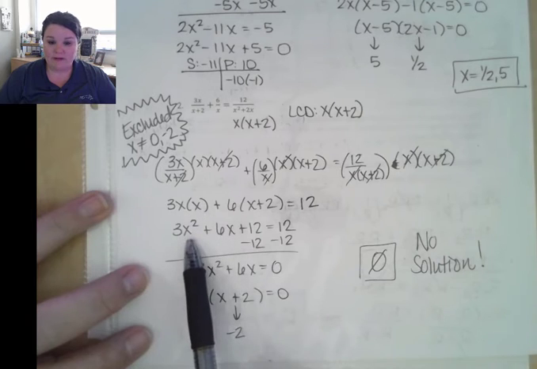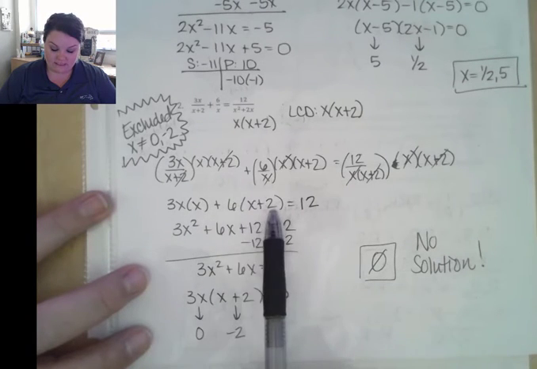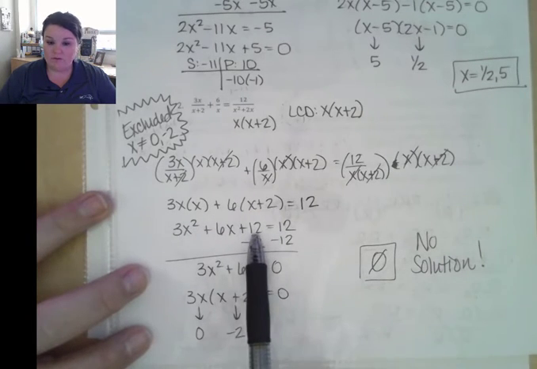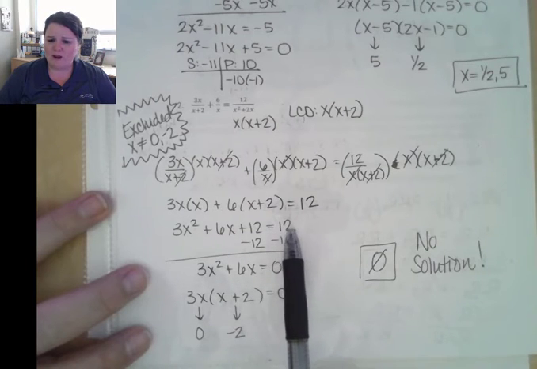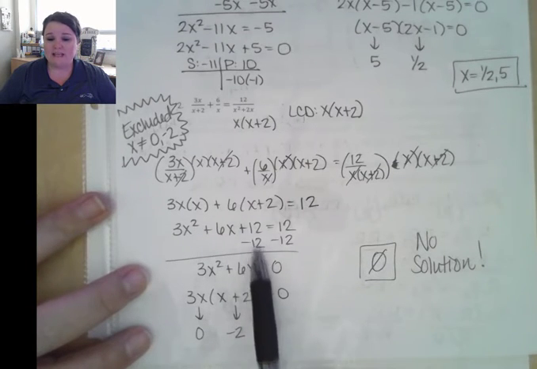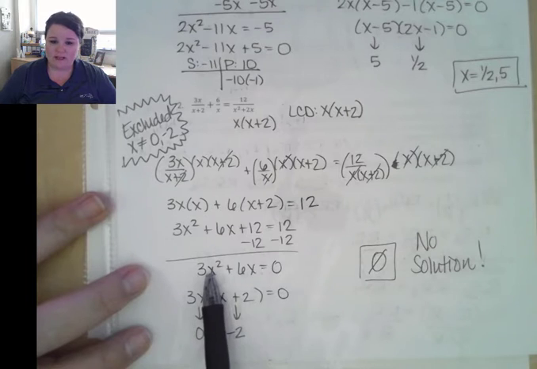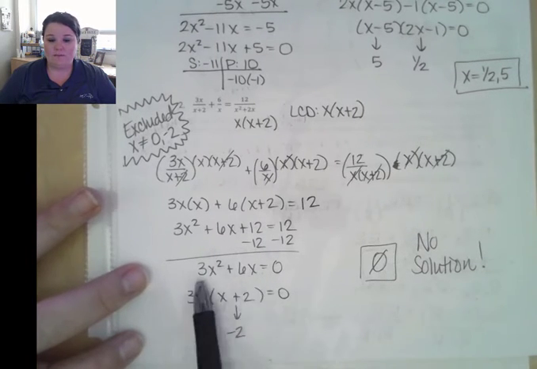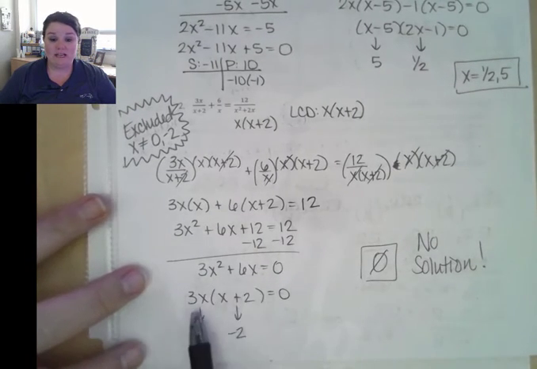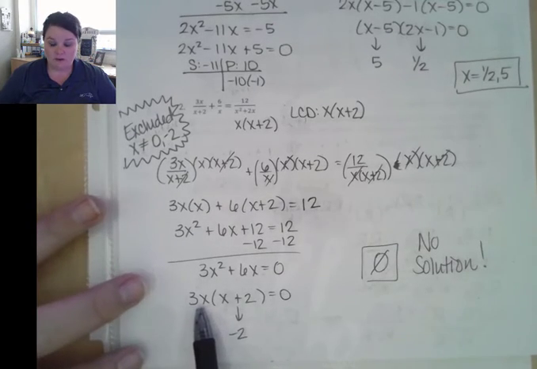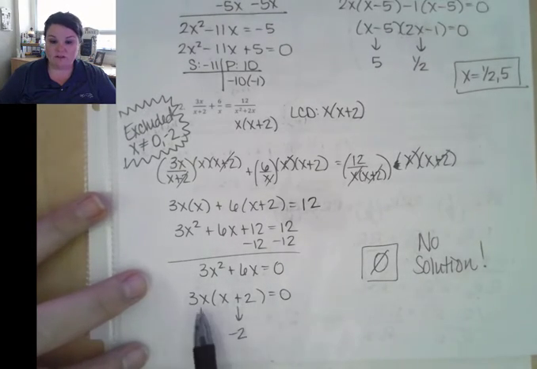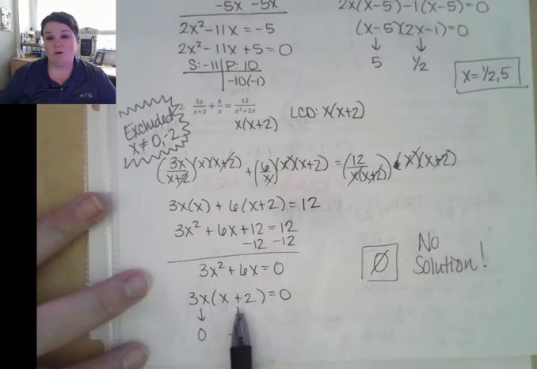And then I go ahead and multiply out the terms so that I can simplify. 3x times x is 3x squared. When I distribute the 6, I get 6x and 12. And when I go to move the 12 from the right-hand side over, notice they cancel out. So I'm just left with 3x squared plus 6x. And that's something that I can easily factor by just taking out a greatest common factor. Once I do that, it's completely factored. So I just set each factor equal to 0 and solve.